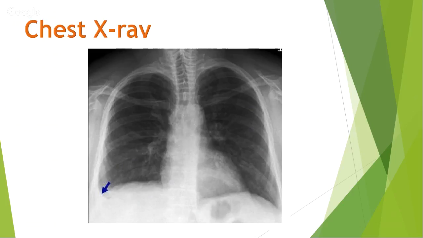I've just got a couple of chest x-rays here. Anyone want to call out what this one might show? There's an arrow there to help. Okay, so that's just blunting of that angle. You can see the angle's really clear here. It's blunted here, so that's your pleural effusion.